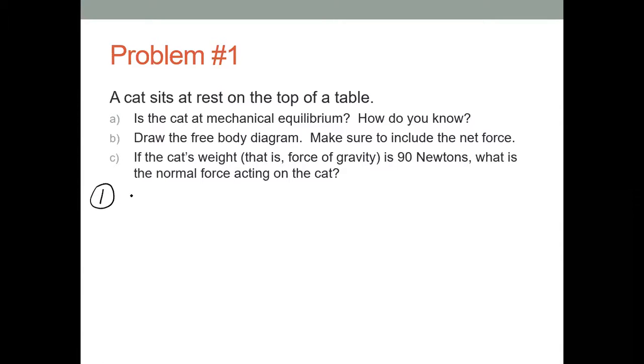What do we think? Go ahead and put in the chat whether you think it is or is not. So Brendan's saying yes. And I'm going to agree that it is in mechanical equilibrium. Anyone know why it's in mechanical equilibrium? How about because it is not moving, right? If it's not moving, that's going to mean it's in mechanical equilibrium.